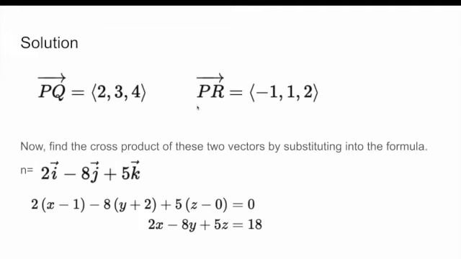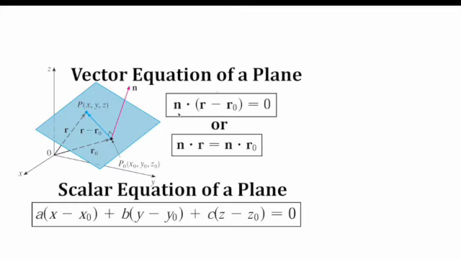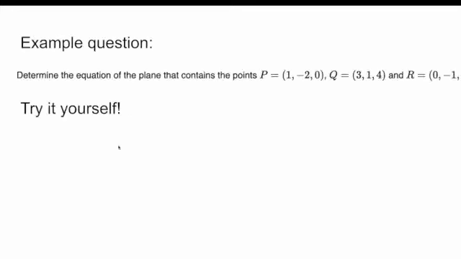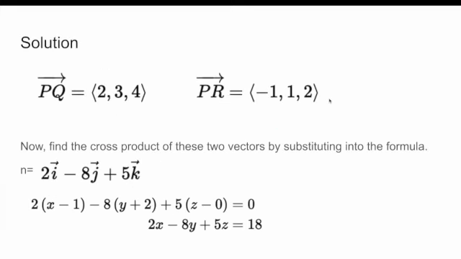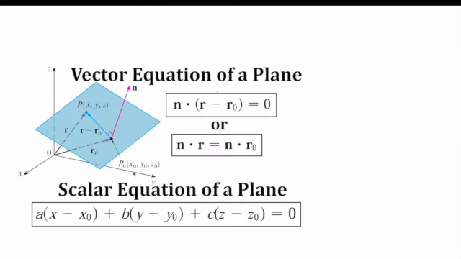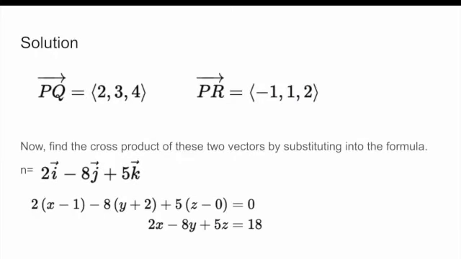Now we have to find the cross product of these two vectors to find this n. If we use this formula to find the cross product of these two vectors, we get 2, -8, and 5. So this is our n. Now we just need to write it in this form. a is the top variable in our n, b is the middle variable, and c is the bottom variable. In our cross product, 2 is the top, -8 is the middle, and 5 is the bottom. So now we put 2, -8, and 5.